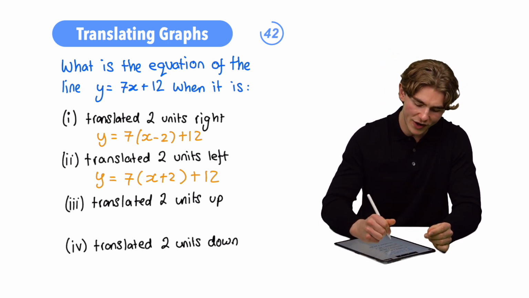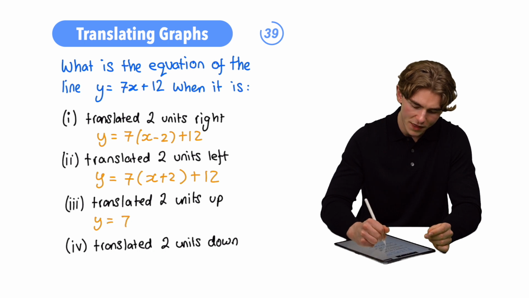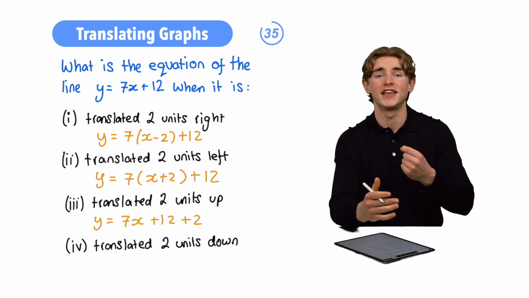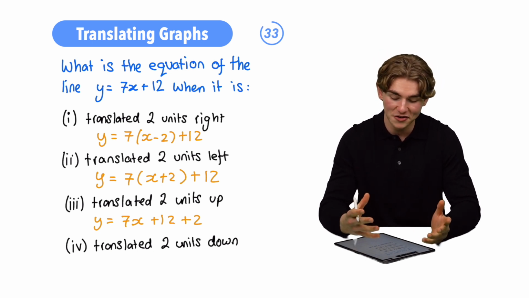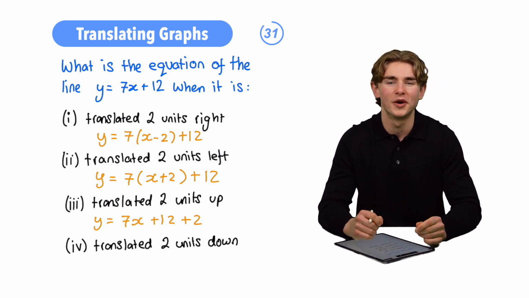So what are we going to have? We're going to have y equals 7x plus 12 plus 2. Now we could simplify that. It's going to give us 14, and I'm not going to do that because I don't have space, but you can imagine what it would look like.